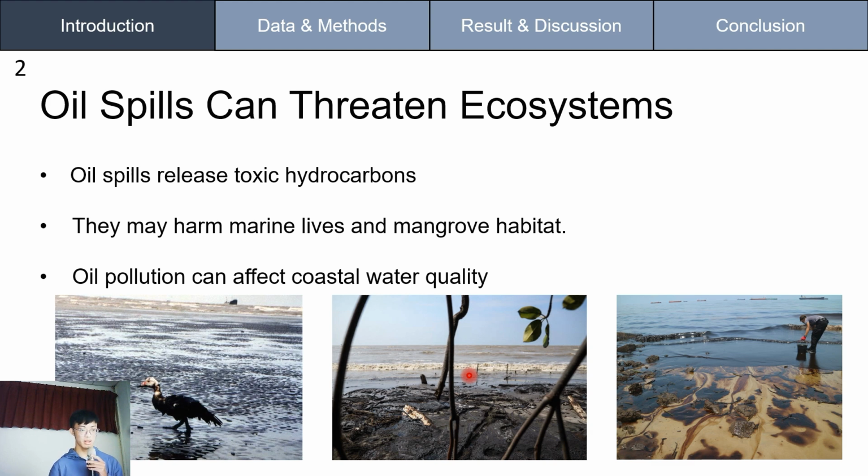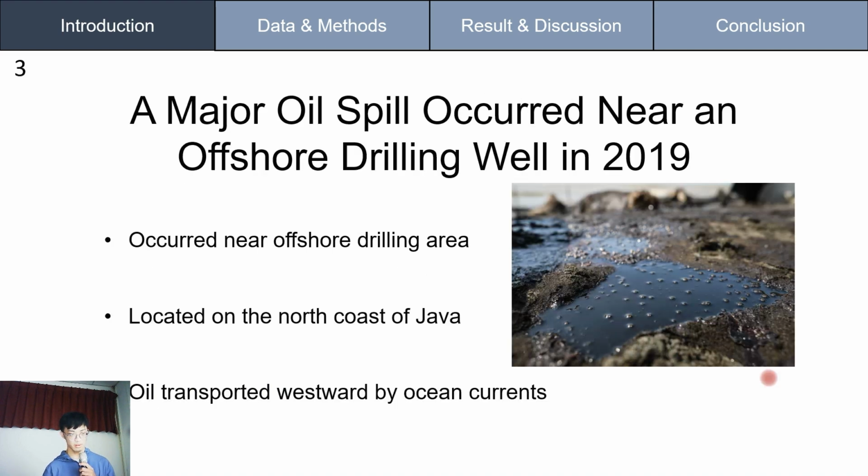And oil pollution can affect coastal water quality. Therefore, rapid environmental assessment is very important after oil spill events.